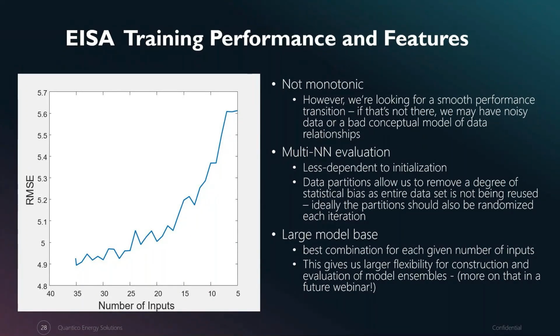One more characteristic of this workflow is that we generate a very large model base. We essentially have the best combination of features at each number of features level and the best model for that level. This gives us a lot of flexibility for construction and evaluation of our models' performances, as well as ensembling our models. I don't think we'll have time to talk about ensembling as much in this case, but essentially we are able to combine these models to hopefully give even better performance. And we have a special way of doing that too.